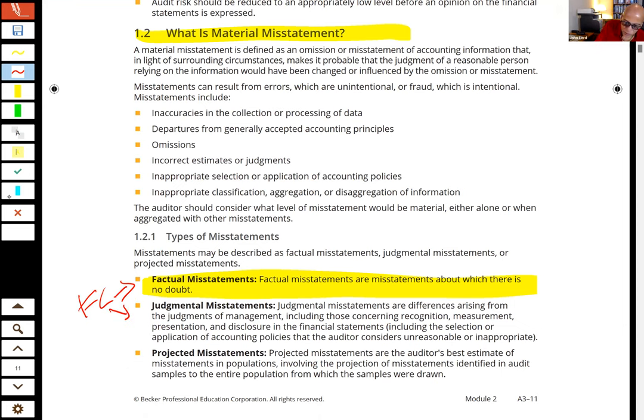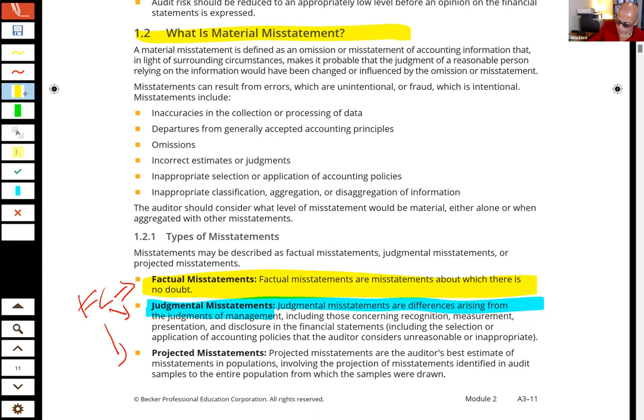Now that is contrasted with judgmental misstatements. We're going to flashcard all of these, you can put them on one flashcard. They are differences arising from the judgments of management and the auditor. For example, the client estimates that a piece of equipment has a 20-year life. We look at that piece of equipment and think, you'd be lucky to get 5 years out of this. Now, who's right? Maybe management is right, maybe the auditor is right. The auditor is going to ultimately need to go with their judgment. So we may say, they're not depreciating that correctly. We may ask them to modify the financial statements, or we might have to change our opinion from unqualified, unmodified to some sort of qualification.